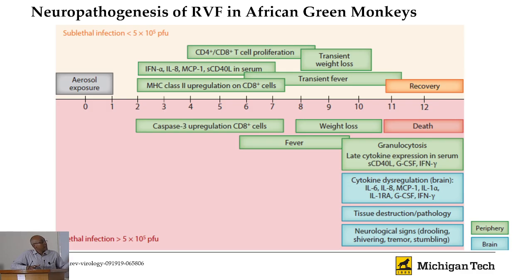And then at the later point you can see granulocytosis, meaning the granulocytes, which are white blood cells, and there is lysis happening, late cytokine expression, some cytokine dysregulation in the brain, and also tissue destruction, pathology, and neurological signs. So all these things are happening, and it even goes to the brain. We talked about the symptoms, like the eyes and inside the brain cavity, right? So it's happening in the brain. All the tissues, everything has dysfunction happening in the virus.